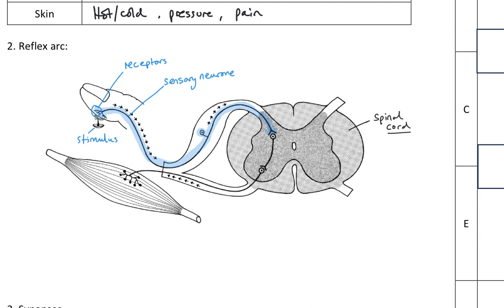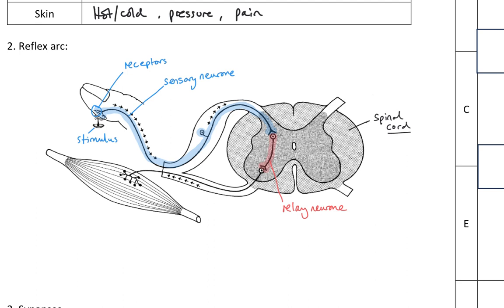So let's do this next neuron. So this here is our relay neuron. You spell neuron with or without a final E. It's quite short, the relay neuron. Its job is just to pass the nerve impulses onto the next neuron, and it's found solely within the spinal cord.